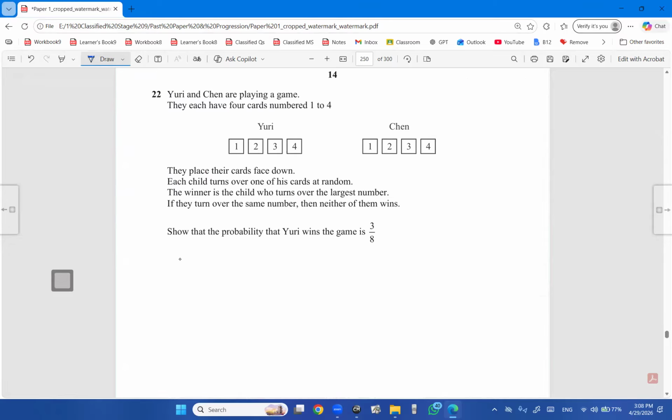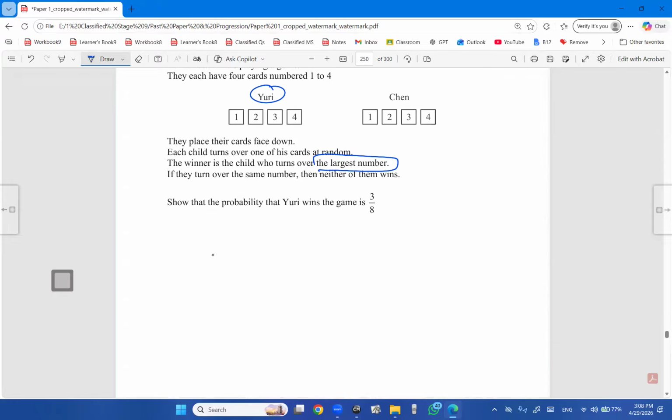Yuri and Chen are playing a game. They each have 4 cards numbered 1 to 4. They place the cards face down. Each child turns over one of his cards at random. The winner is the child who turns over the largest number. If they turn over the same number, then neither of them wins. Show that the probability that Yuri wins the game is 3 over 8.